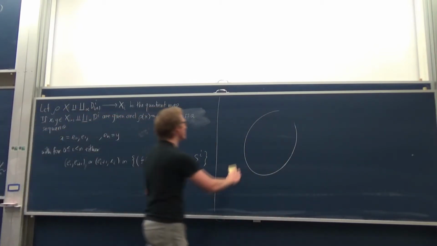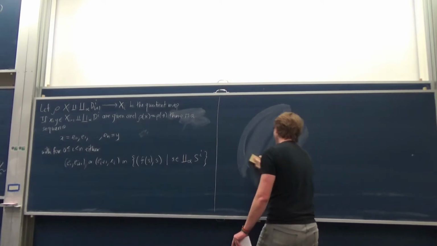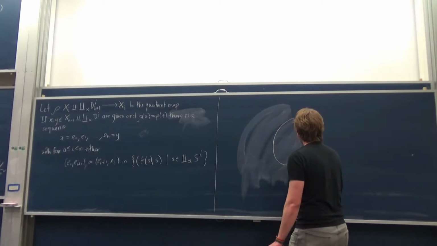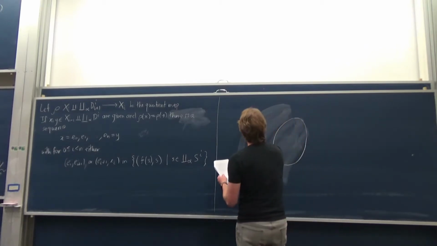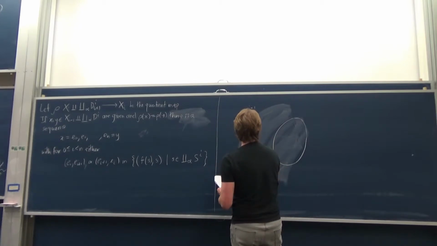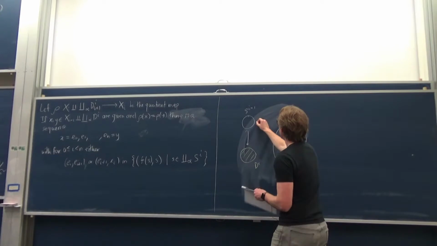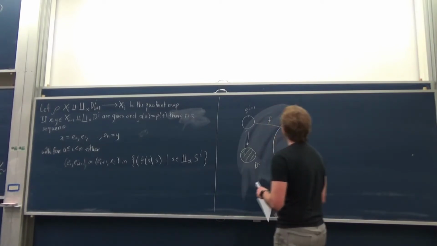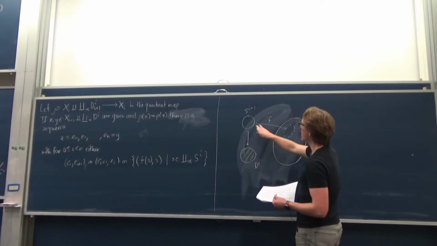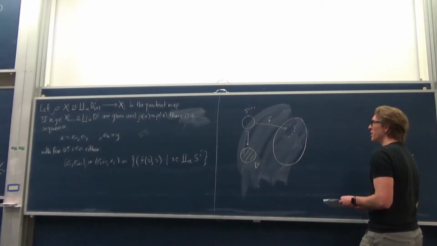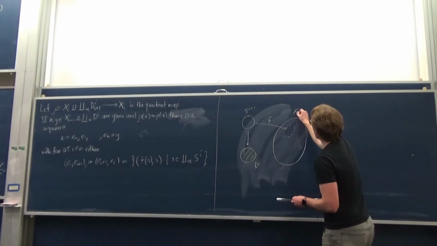Didn't leave myself room for all the bits, did I? Okay, here goes. All right. So there's my circle. There's my disk. There's my attaching map. Well, actually there's more than one circle, potentially. Let me just draw the case where there's one. So that's my X_{i-1}.